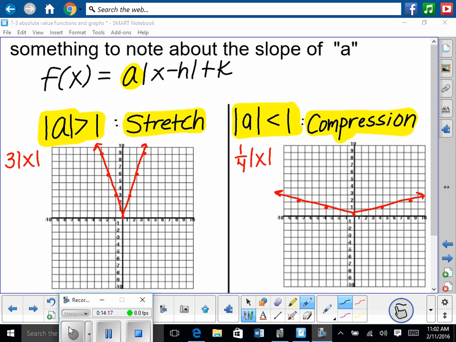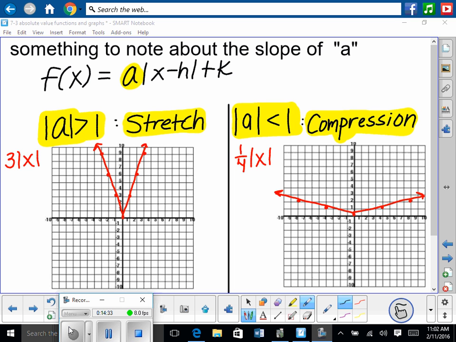Now the reason I say you look at the absolute value of a is because the negative doesn't count. You do not count the negative. Some people will say, oh, well, it's -3, so it's not a stretch, but it is a stretch. You look at the positive value of a.